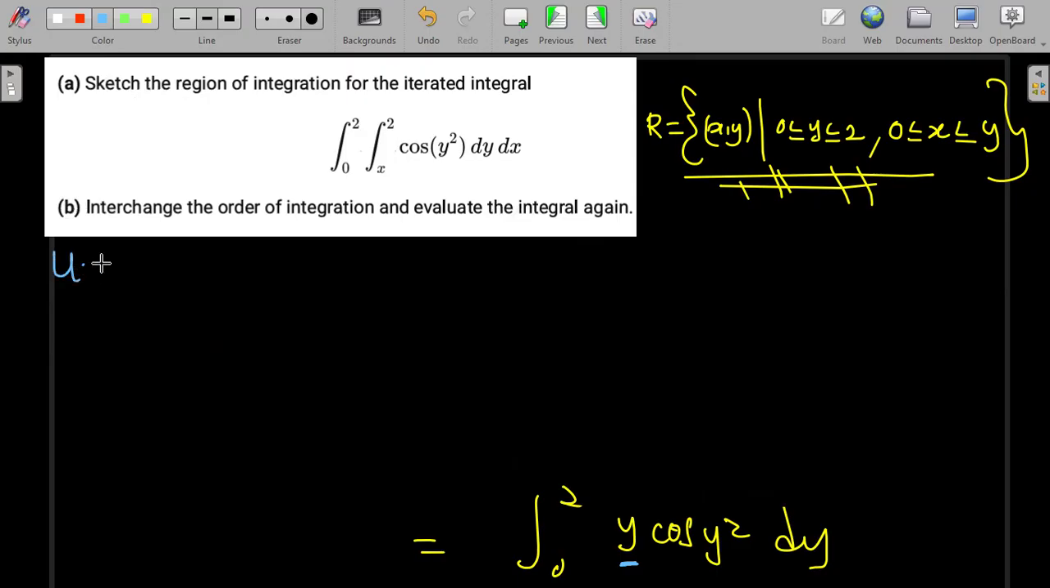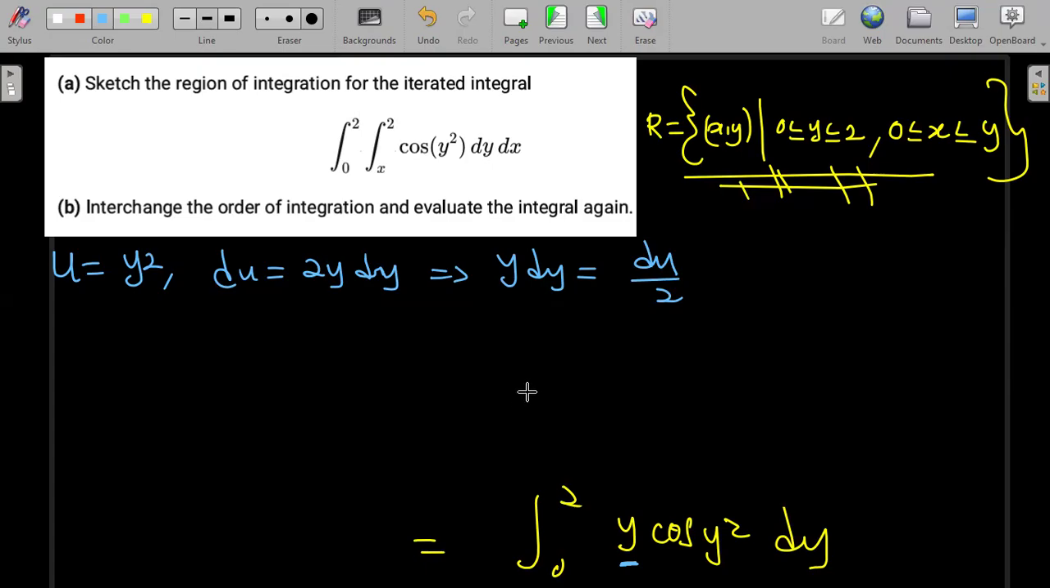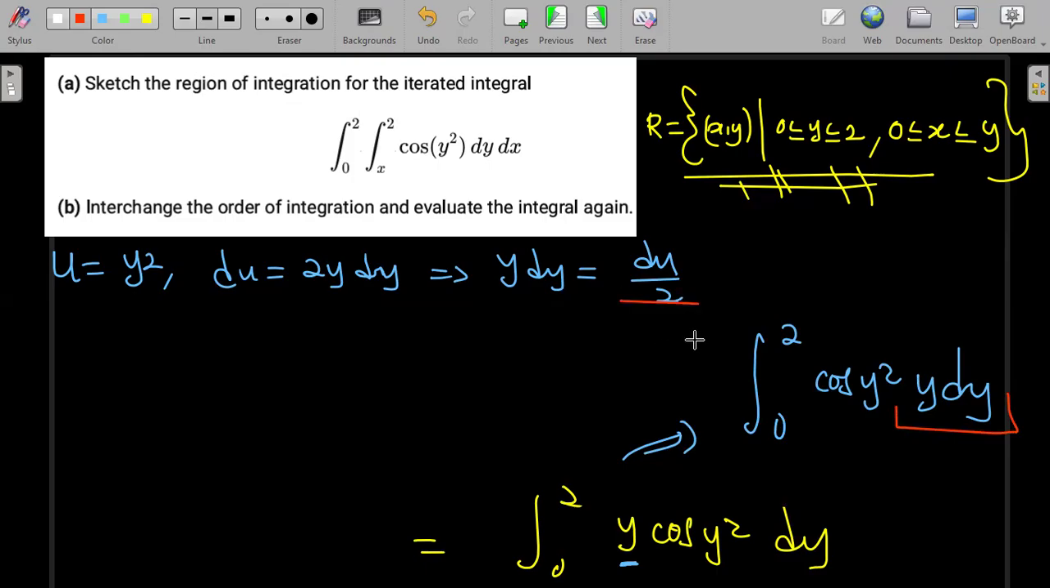We are going to say let u equal y squared. This will mean that du equals 2y dy, which will simply mean that y dy equals du over 2. Then I can write this integral as the integral from 0 to 2 of cos y squared times y dy. This y dy here, I'm going to replace with du over 2. Since I've changed the variable, I will not say 0 to 2; I'll say from u1 to u2. Where there's y squared, I put u, and where there's y dy, I put du over 2.